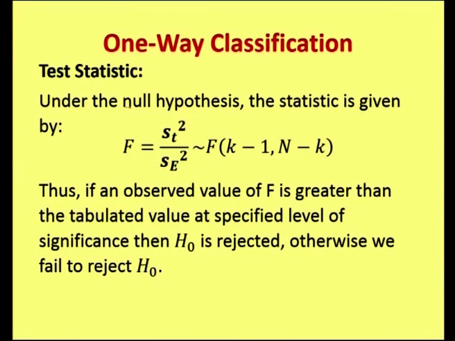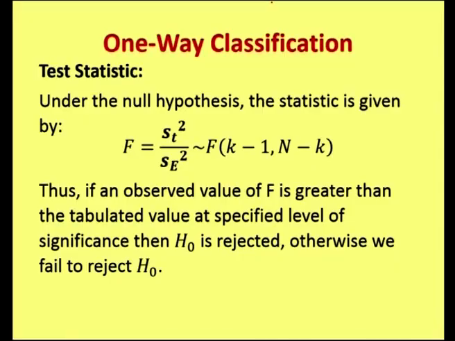And to test the null hypothesis, we have the test statistic defined by F equals st squared by se squared, and it is said to follow the F distribution with k minus 1 and n minus k degrees of freedom, and this is the observed or calculated value. We compare this calculated value with the table value at a particular level of significance, say 5% or 1%, and if the observed value of F is greater than the table value at the specified level of significance, then H naught is rejected, otherwise we fail to reject H naught, that is, we accept H naught.